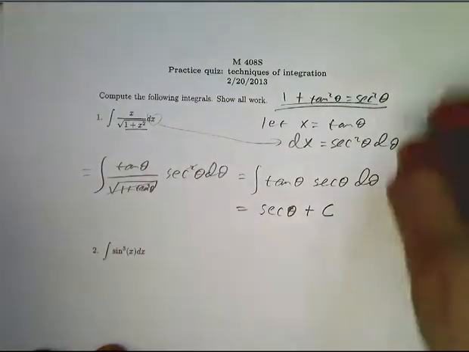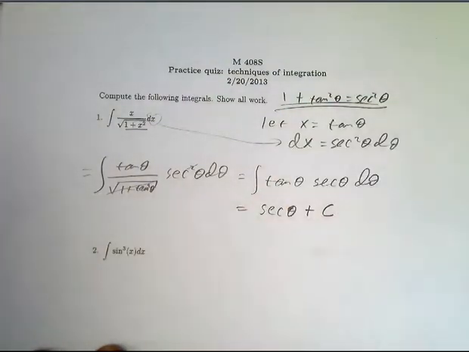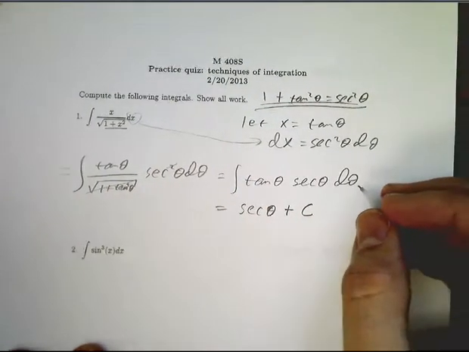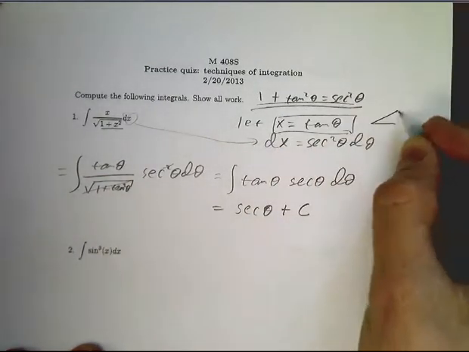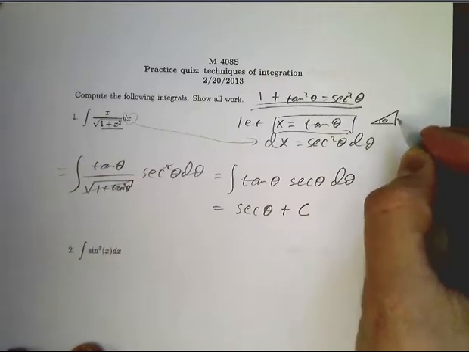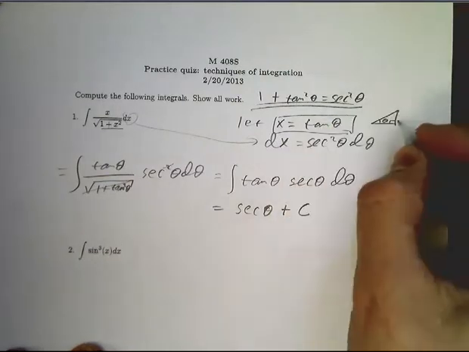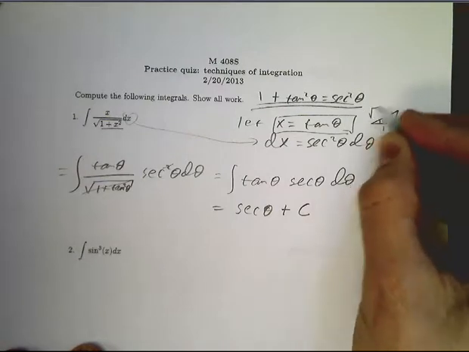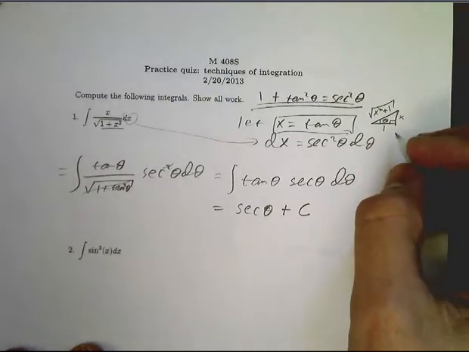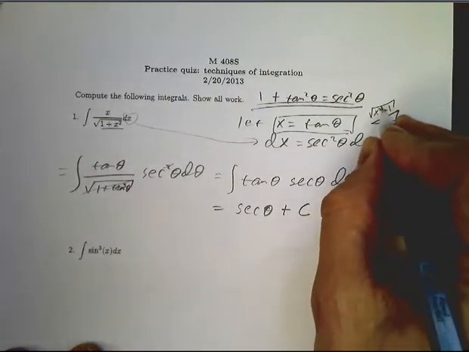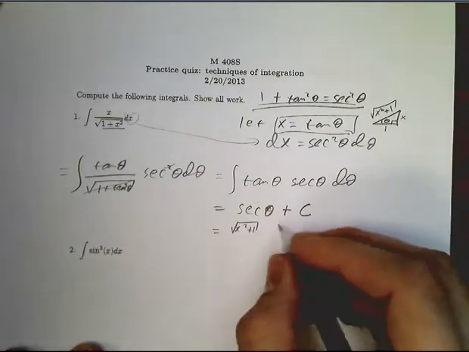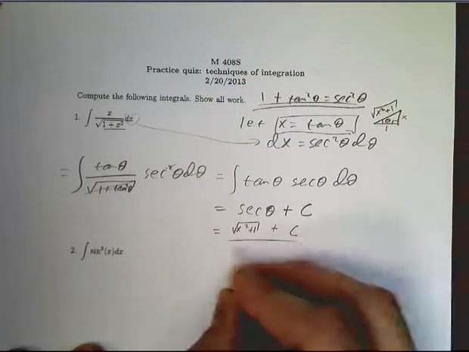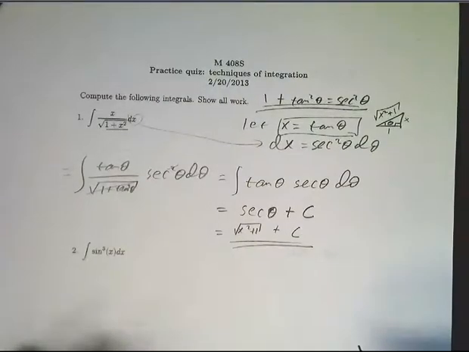Okay, now what am I doing? I need to know what secant theta is. So let's use this to draw a triangle. Tan theta equals x over 1. And I can complete the triangle like this. And I notice that secant theta is square root of x squared plus 1, which is the same thing I got when I did it using u substitution.